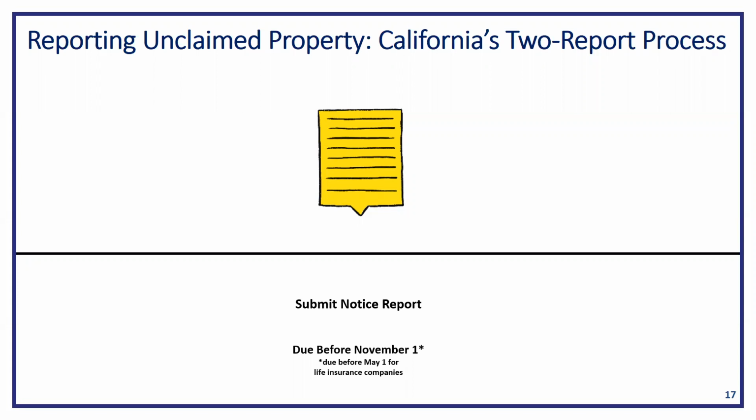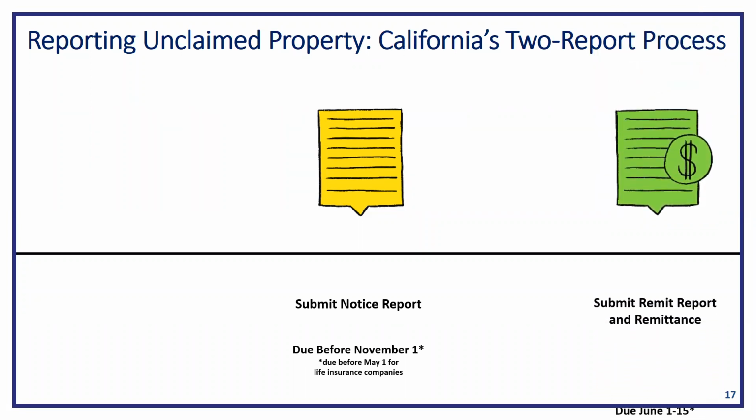And I like to call the notice report the Heads Up California report, because it's telling the state, hey, I have this unclaimed property that I will be turning over to you unless the property owner comes forward and claims it. There's no property remittance at this time. All you're doing is just sharing information with the State Controller's Office about the property type and the property owner.